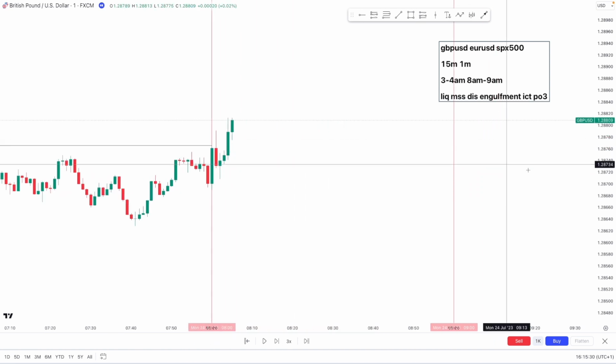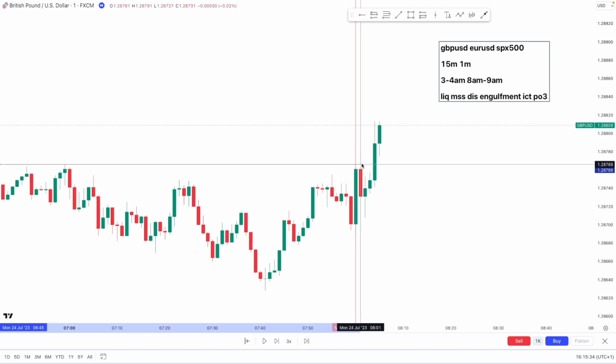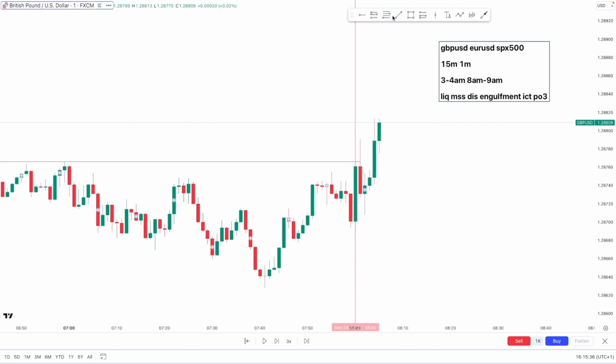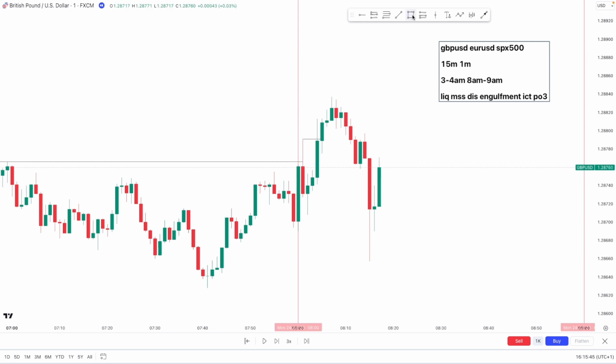We haven't got a bearish engulfment candle here, and the problem with this strategy right now is that price took out this liquidity. As soon as it took out this liquidity, we broke this high. So we're not going to wait for a bearish engulfment candle anymore. We can wait for a market structure shift with displacement, which we can do right over here. As you can see, we got a market structure shift with displacement off this low right over here.